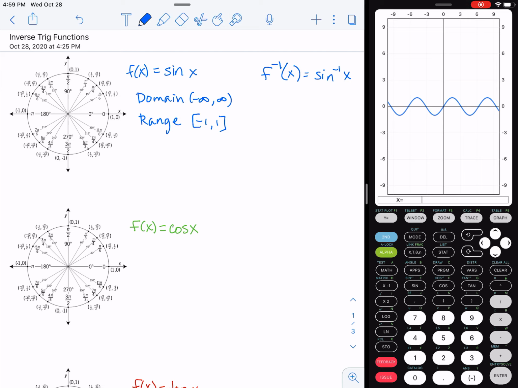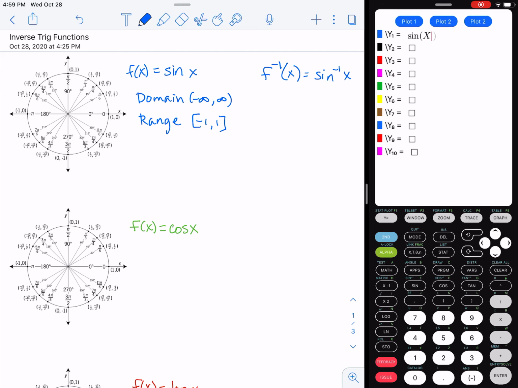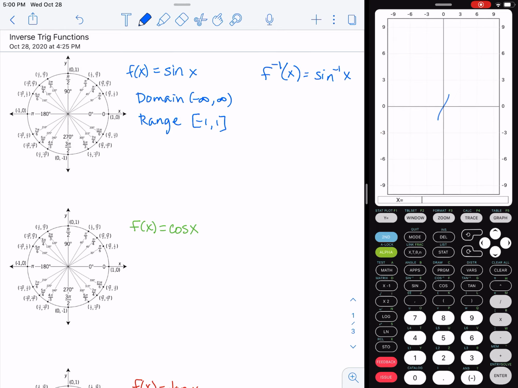Okay, so let me go to this y equals, I'll clear this out, and I want to show you what that inverse sine looks like. Notice, it's just a little segment of it. Okay, well, what segment is it? It is the segment from the -1 to 1.